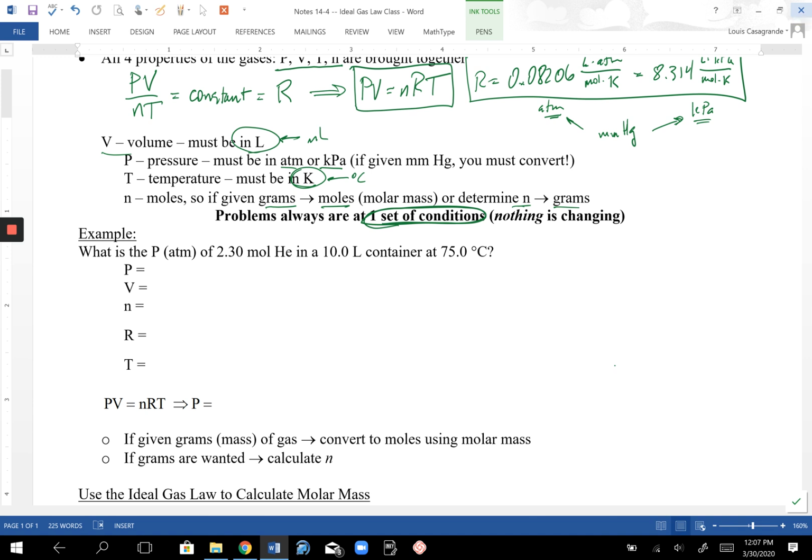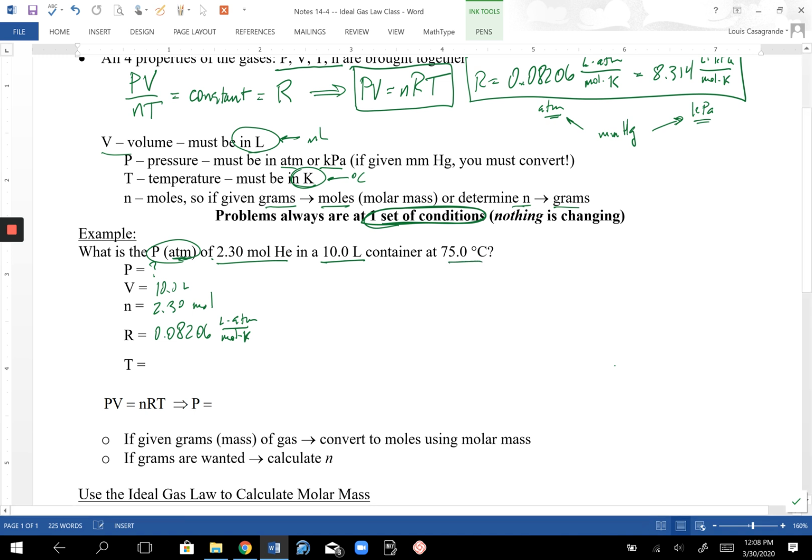So in this first example, the pressure of the gas is what I'm looking for, so let's make that our question mark. The volume is 10.0 liters. The number of moles is 2.30 moles. R is going to be, because I asked for units of atmospheres, 0.08206 liters times atmospheres over moles times Kelvin. Yes, please do put in those units.